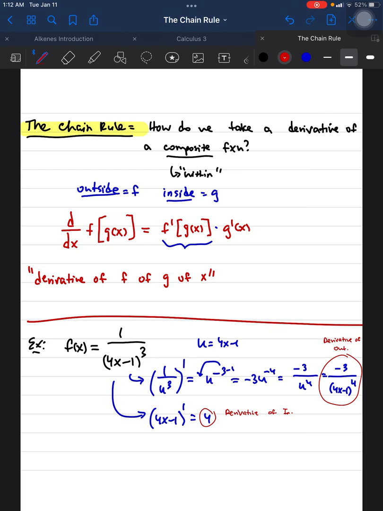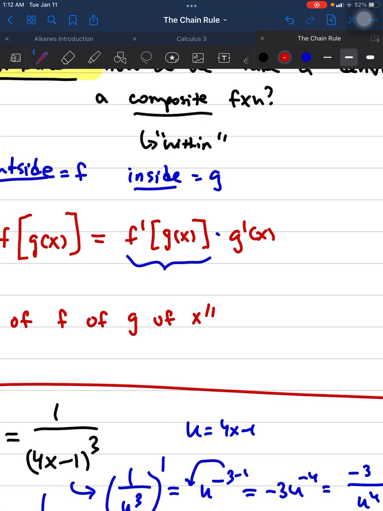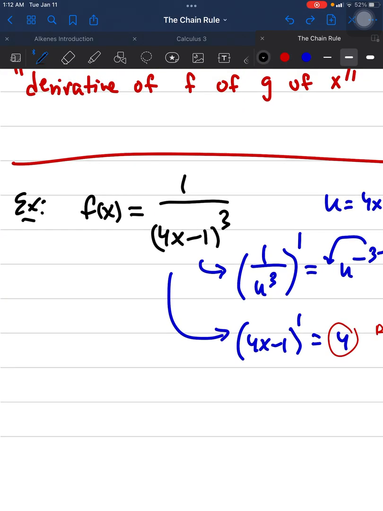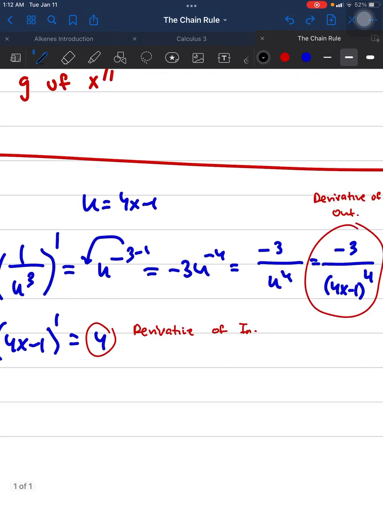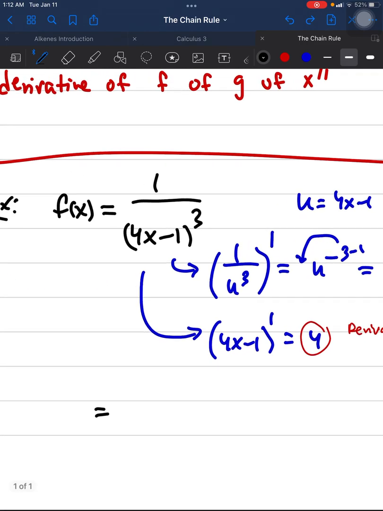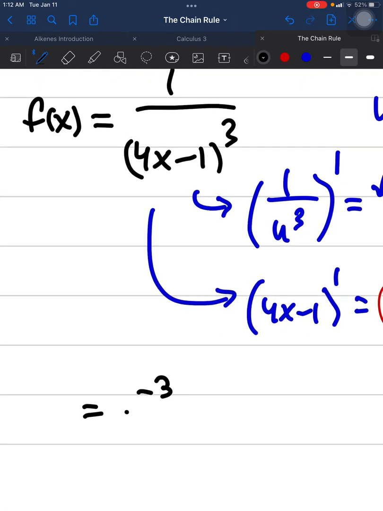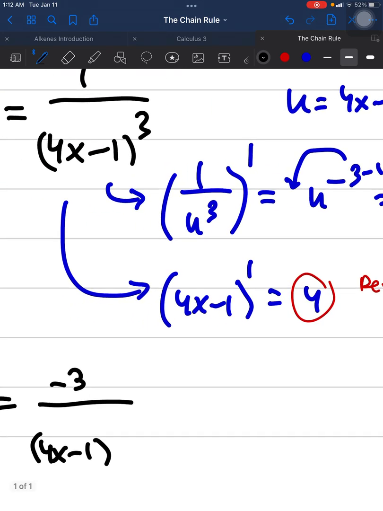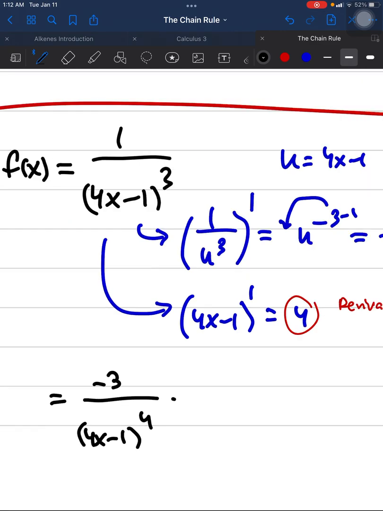So now that we have the derivative of the outside and the derivative of the inside, now we can apply the property of the chain rule and find our full derivative. So now we're going to write, we had derivative of the outside is -3 over 4x minus 1 to the 4th.